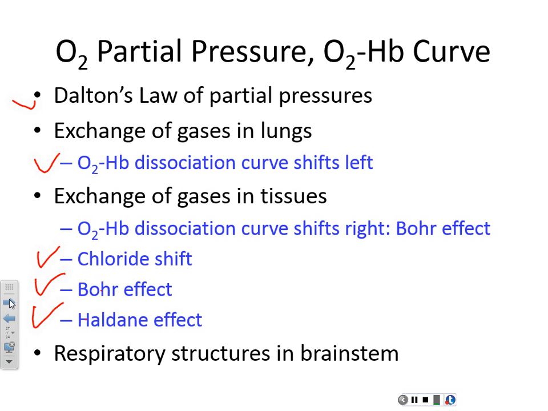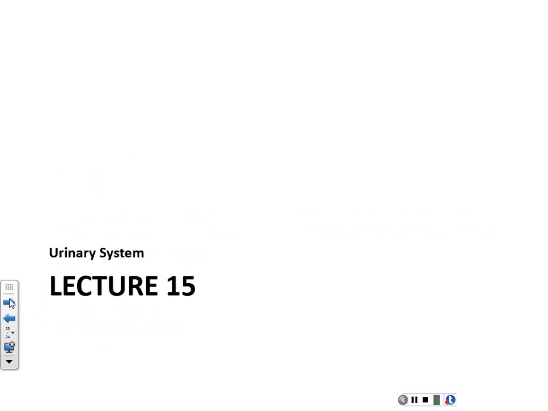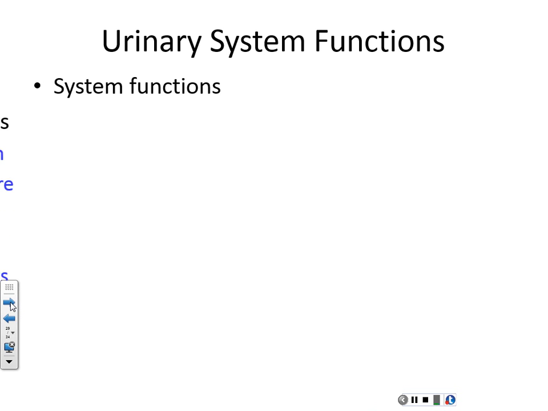And then respiratory structures in the brainstem, of course, you've got the dorsal and ventral respiratory groups and the pontine group that are involved with respiratory rates and managing expiration and inspiration. So those are things that you need to know.